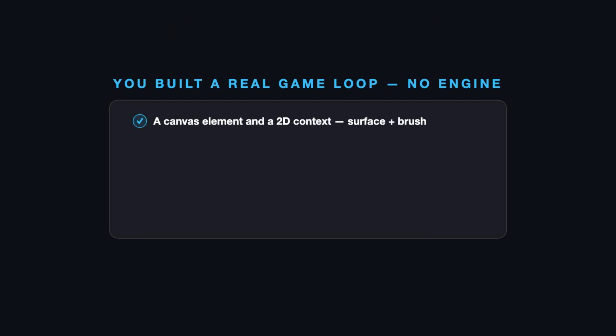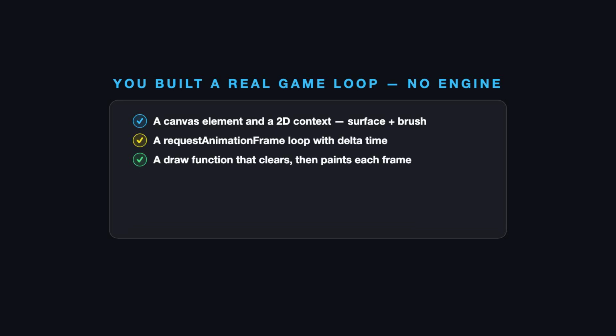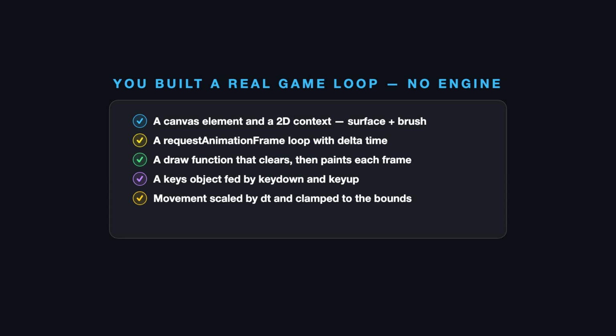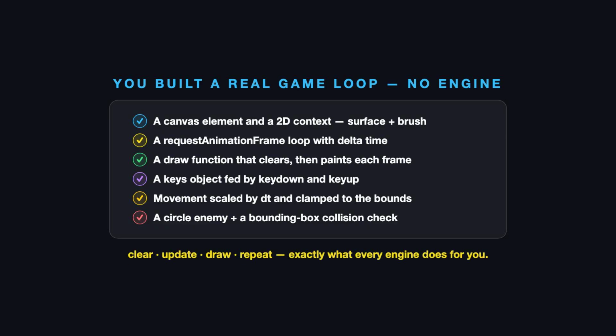Step back and look at what you just built, with no engine at all. A canvas element and a 2D context, your drawing surface and your brush. A requestAnimationFrame loop with delta time, so movement is fair on every machine. A draw function that clears, then paints. A keys object fed by key down and key up. Movement that scales with delta time and clamps to the bounds. And a circle enemy with a bounding box collision check.